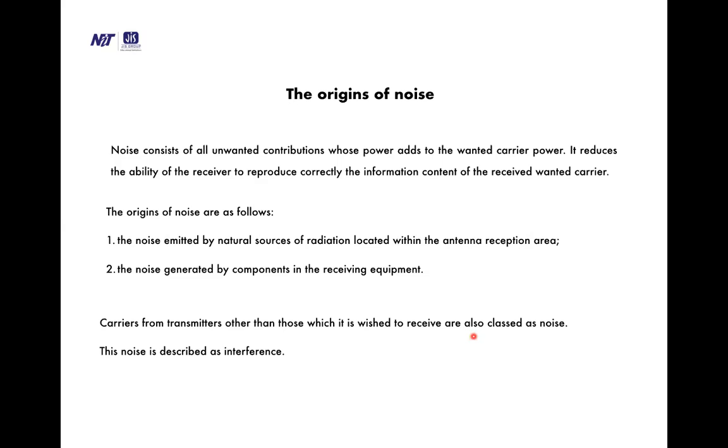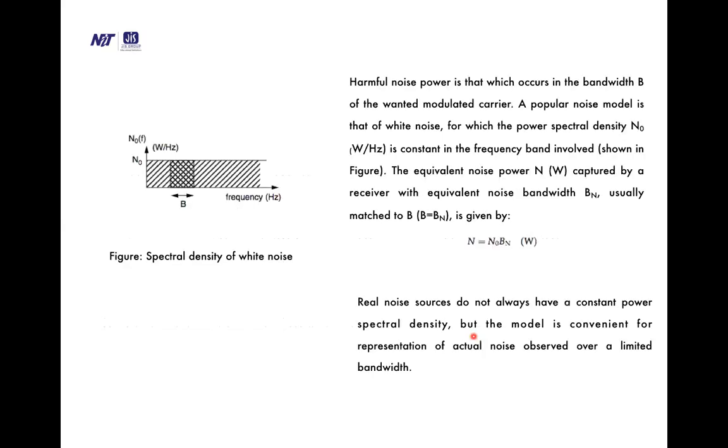Carriers from transmitters other than those which it is wished to receive are also classed as noise. The noise is described as interference. So we have discussed this one. This is nothing but the spectral density of white noise. White noise is the combination of all noise, like light color: if all colors are mixed together, it becomes white. Same concept here. It has all frequencies in equal portions, so ultimately it becomes white noise. The bandwidth is BN, and N0 is the power spectral density. So the noise power is equal to N0 times BN watts.